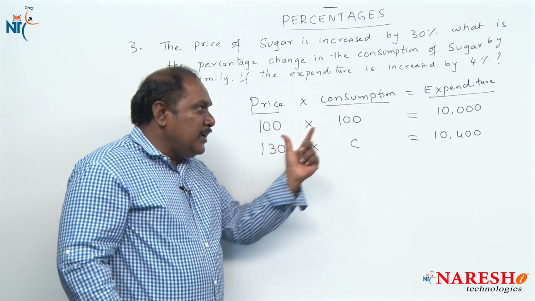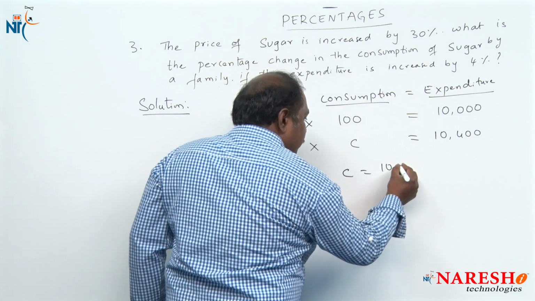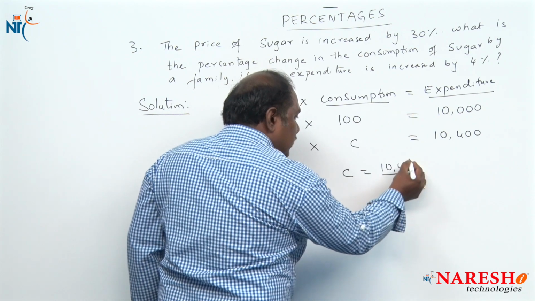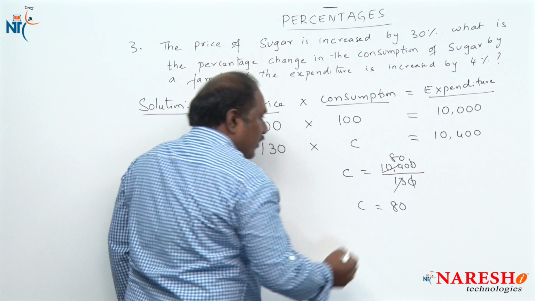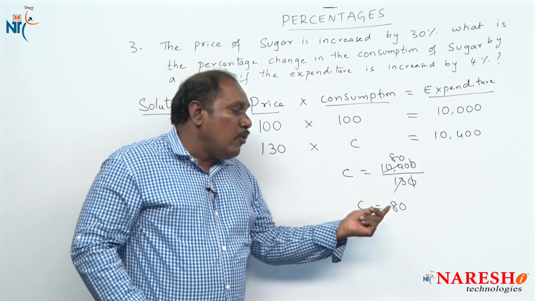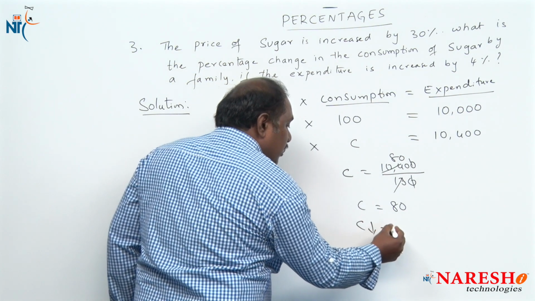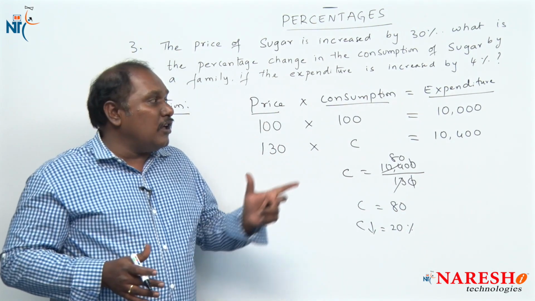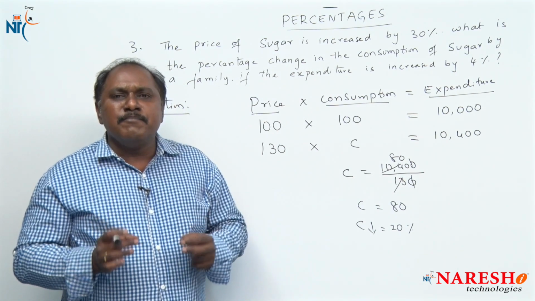Now price is 130, expenditure is 10,400, then what is the consumption? 10,400 by 130. Solving this, we get consumption is 80. That is, a family which was initially purchasing 100 kgs will now be able to purchase only 80 kgs. So consumption decreases by 20%. So this is one method to solve this particular problem. Now let us try to solve this problem logically in a very simple way.